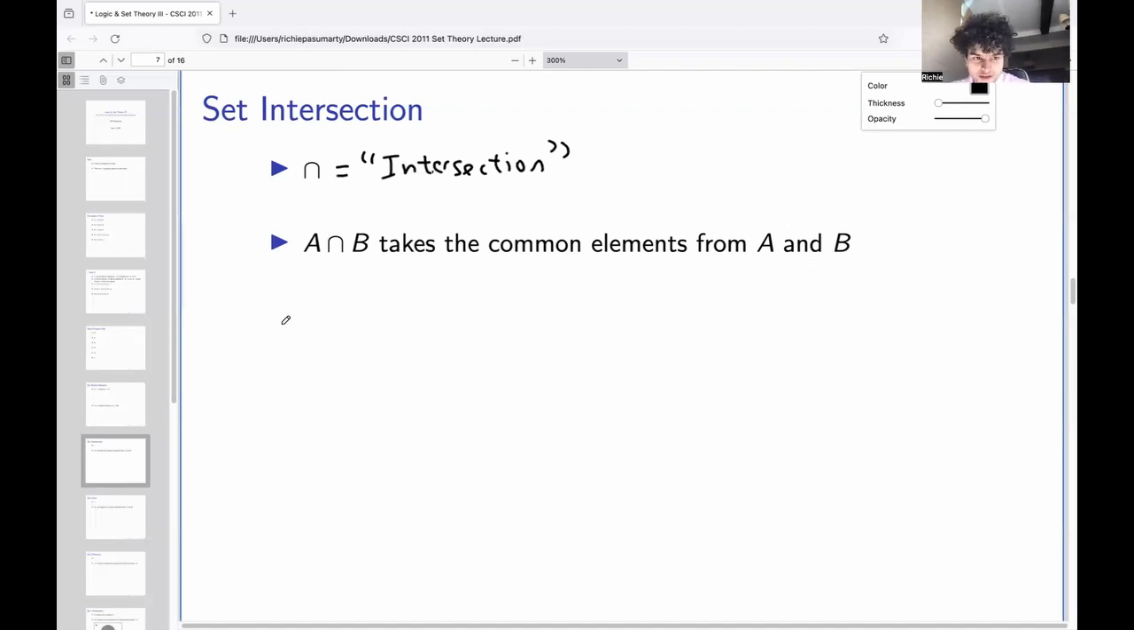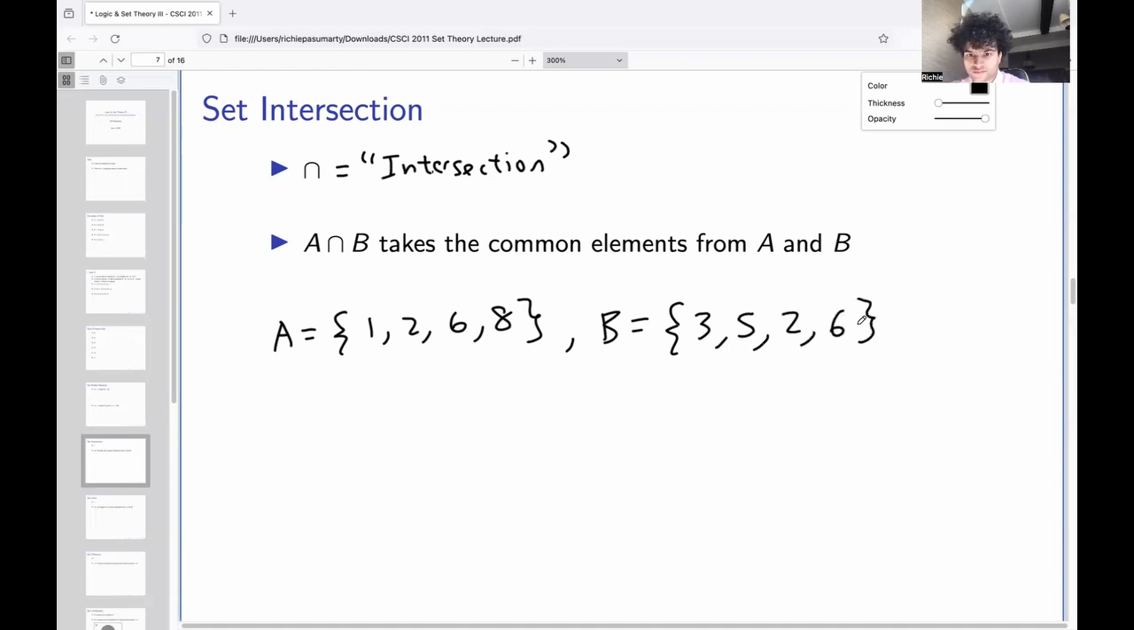Okay, so for example, let's say I have my set A like this, and I have my set B like this. So what elements are common between the two sets? 2 is common between the two sets, and 6 is common between the two sets. So I can say that A intersection B is equal to 2 comma 6.